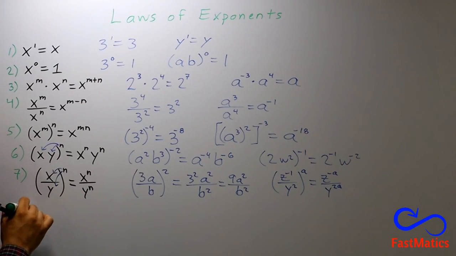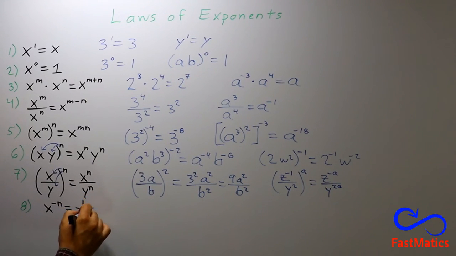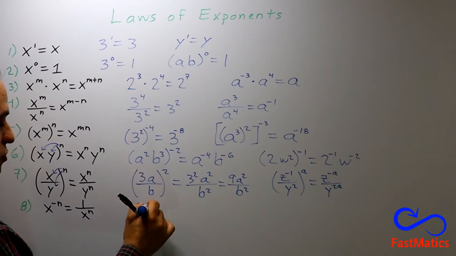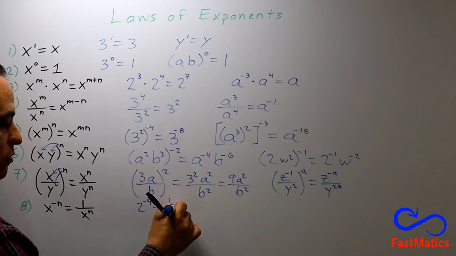Last property. If you have x to the power of -n is 1 over x to the power of n. That is, if you have a negative exponent, you can pass the expression to the denominator. And if it is in the denominator, you can pass it to the numerator. For instance, 2 to the power of -4 is 1 over 2 to the power of 4.